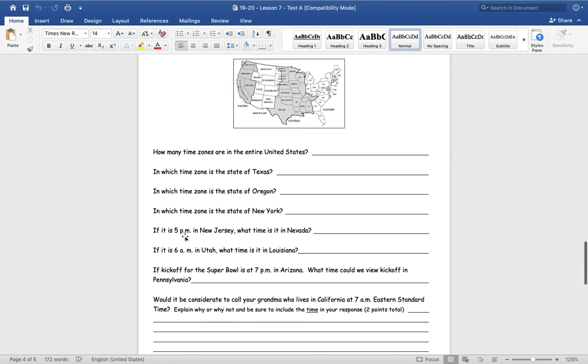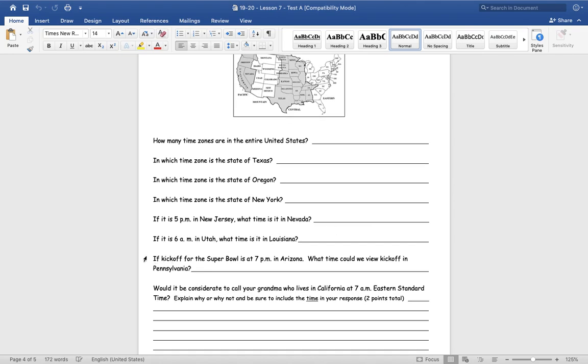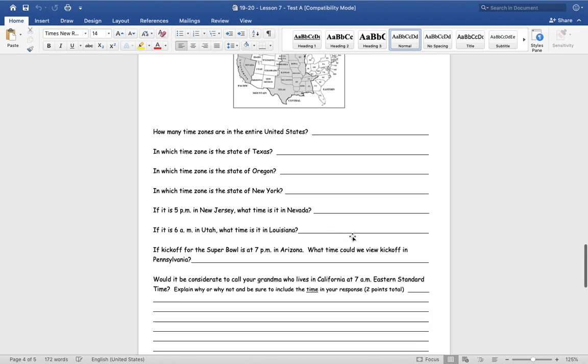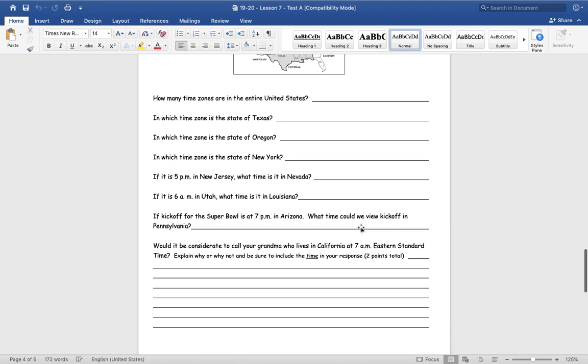If it is 5 p.m. in New Jersey, what time is it in Nevada? Don't forget in your answer, you also must list the time zone. If it is 6 a.m. in Utah, what time is it in Louisiana? Again, make sure you have the answer written correctly with the time zone.